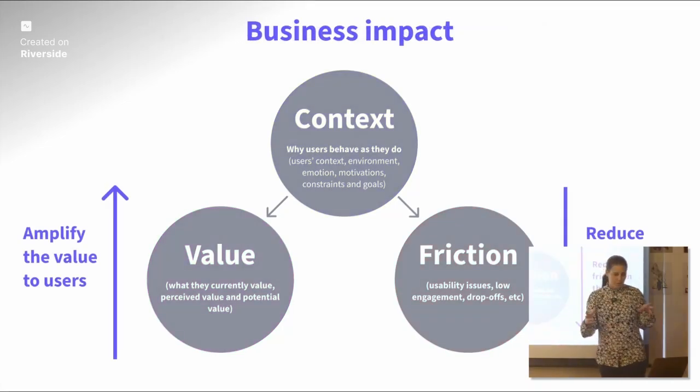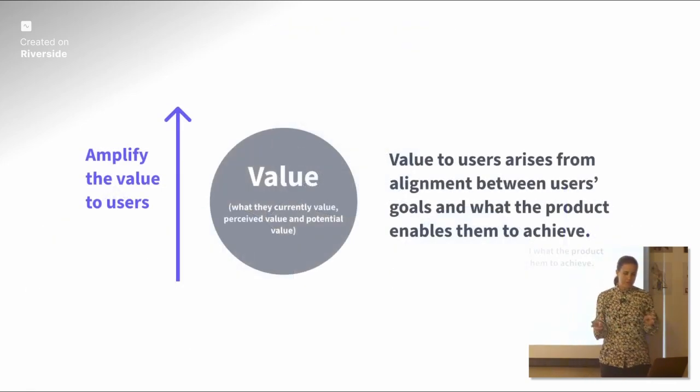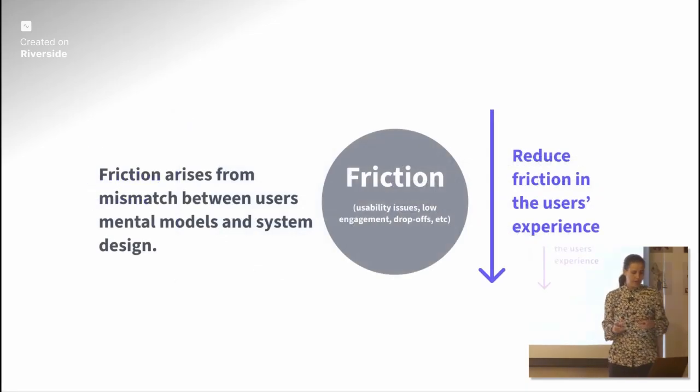For user research to create business impact, we need to look at these two areas. So we need to amplify the value to users and customers and reduce friction in the user's experience. And that's how we can create business impact. You need to look into the two elements. Value to users arises from the alignment between users' goals and what the product enables them to achieve. And friction arises from the mismatch between users' mental models and the system's design.